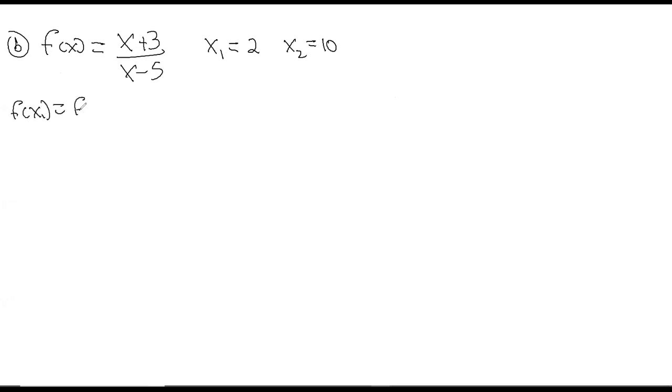F of x1 is the f of 2, which is 2 plus 3 over 2 minus 5. And this problem's probably going to annoy you a little bit because of all the fractions, but such is life. 2 plus 3 is 5. 2 minus 5 is negative 3, but you know I don't like negatives left in the bottom, so let's put it in the top or the front. So that's negative 5 thirds. Went a little crazy with the negative, but that's negative 5 thirds. That is the f of x1.